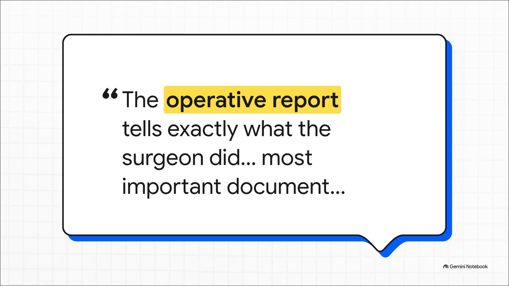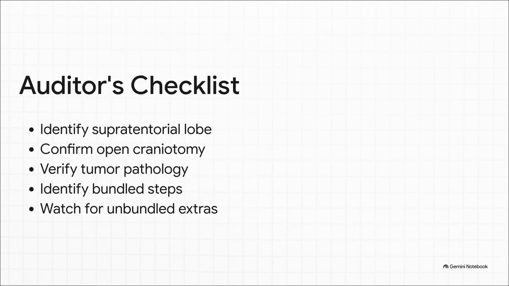Well, as an auditor, your truth lies entirely within the operative report. Never forget this guiding principle. The operative report tells exactly what the surgeon did, and this is the single most important document for selecting the correct CPT codes. You are essentially a detective, right? You're looking for the exact narrative of the main procedure to anchor your primary CPT code. So here is your definitive checklist to keep handy at your desk.